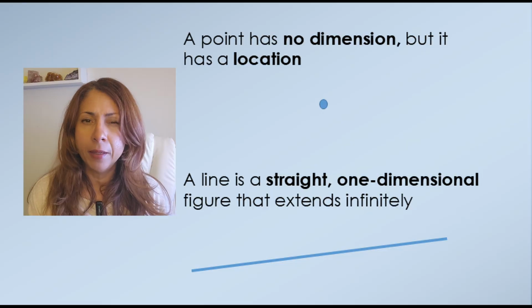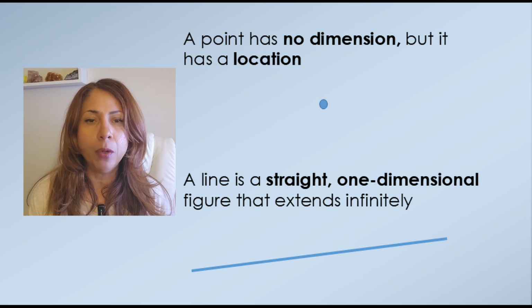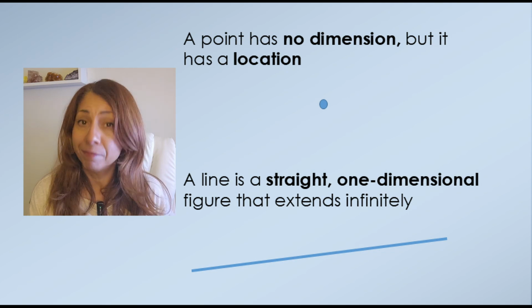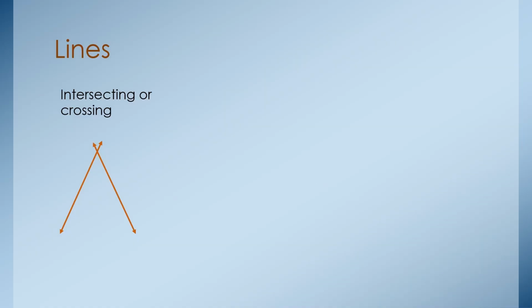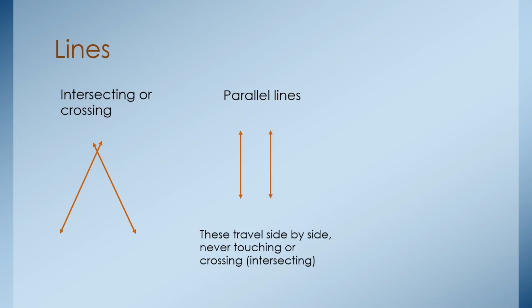Next, concepts and terms. Let's start with a point. It is infinitesimal, which means so small that it doesn't have any dimensions, but what it has is a location in space. The next one is a line. It's a straight one-dimensional figure extending infinitely, which means forever. Lines travel in three different directions. They can cross or intersect, they can go side by side without crossing or touching, or they can cross or touch at a 90-degree angle, which is perpendicular.